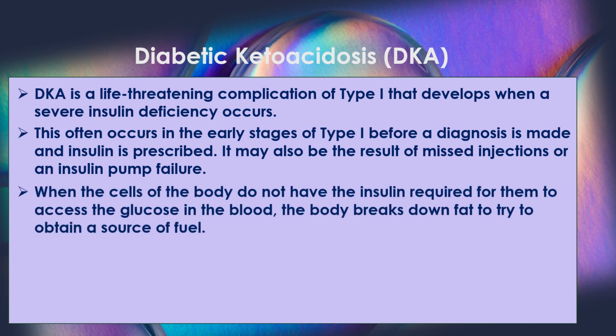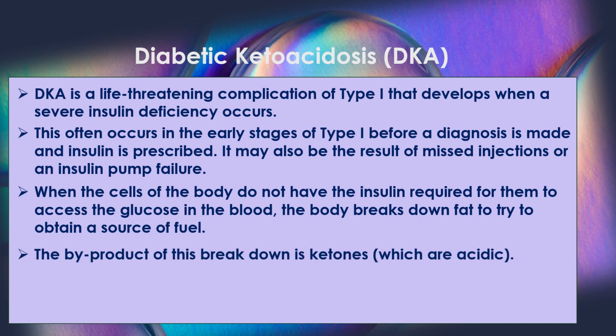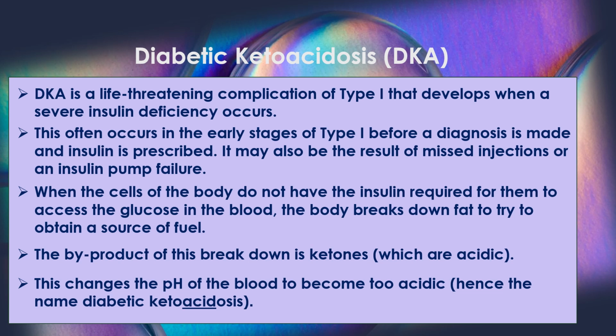When the cells of the body do not have the insulin required for them to access the glucose in the blood, the body will break down fat to try to obtain a source of fuel. The byproduct of this breakdown is ketones, which are acidic. This changes the pH of the blood to become too acidic, hence the name diabetic ketoacidosis.